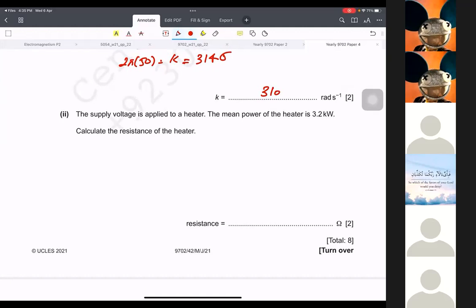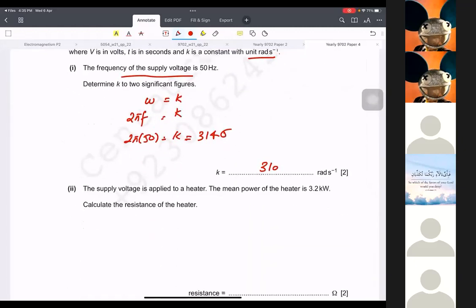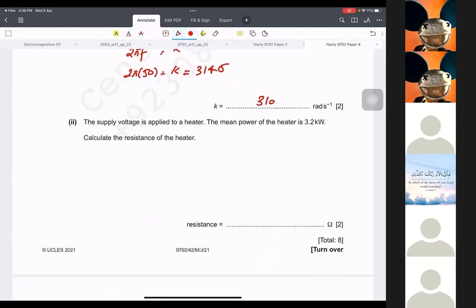Now, you can actually use a couple of things. It doesn't really matter. You have the voltage, that is 240, right? Okay, perfect. So you can use power equals V square over R. No, you can't use this, because they said the mean power is given. Okay, sorry. What do we do first?